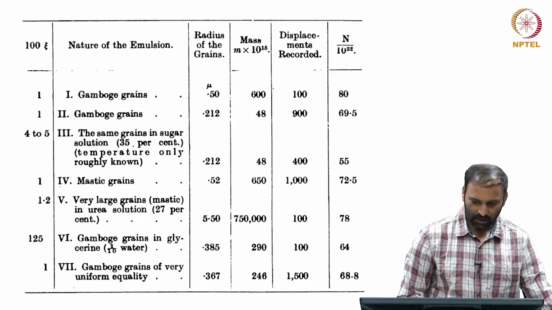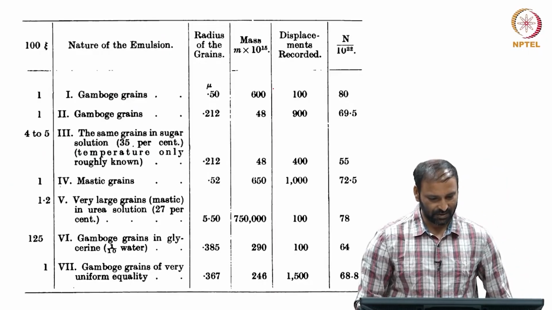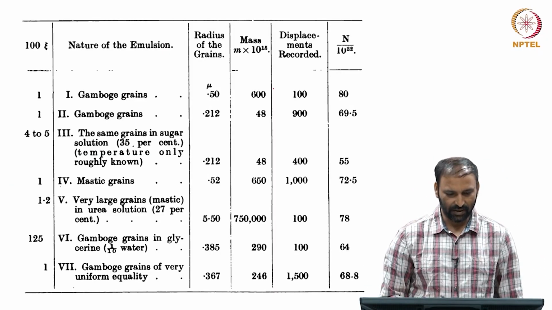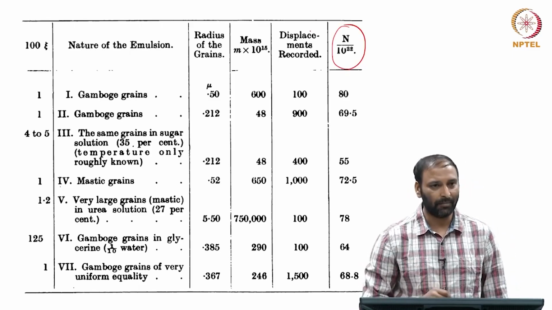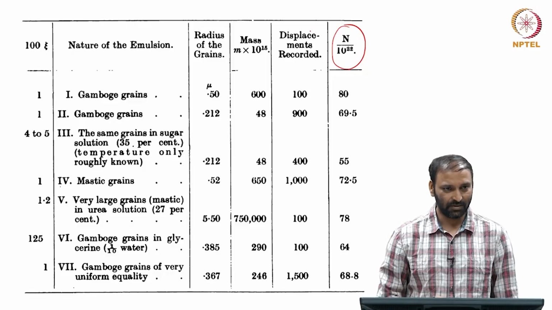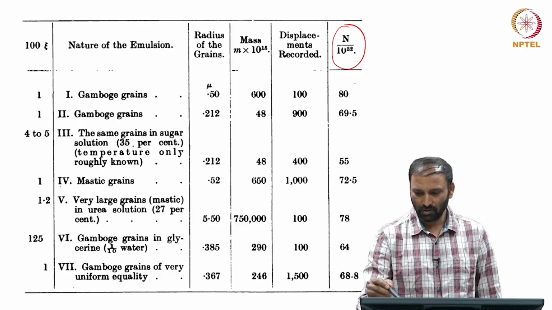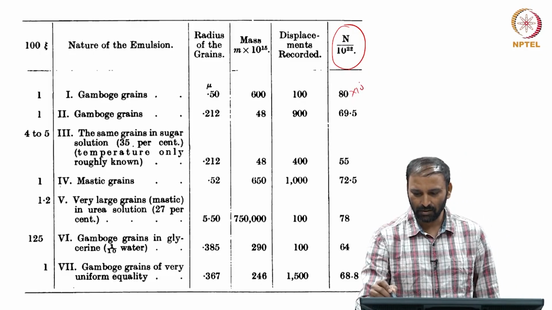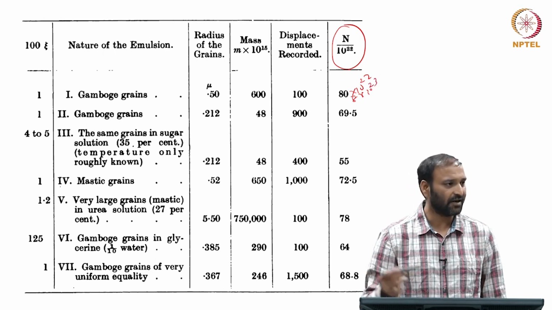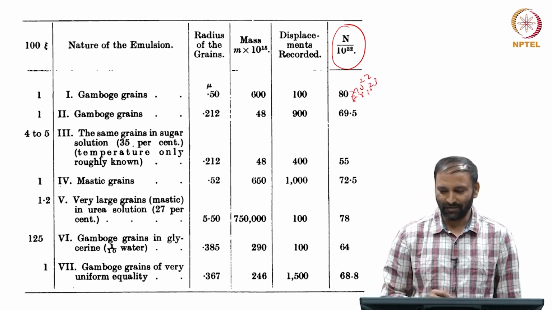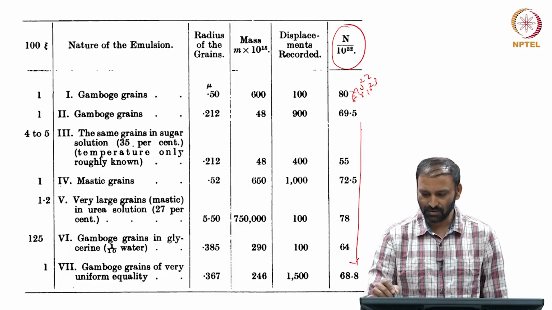This is some data from his book, a tabulation of this N, the Avogadro number, obtained from such experiments. Not bad, right? This is 10 to the power 23. Fairly close to the Avogadro number. There are a series of numbers.